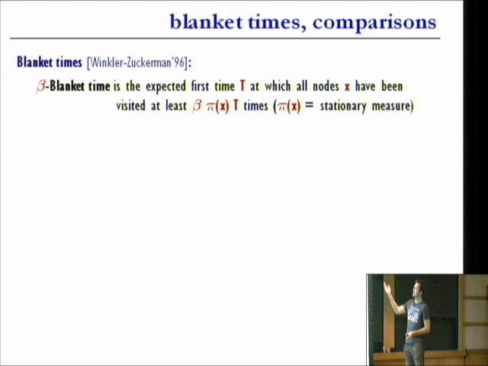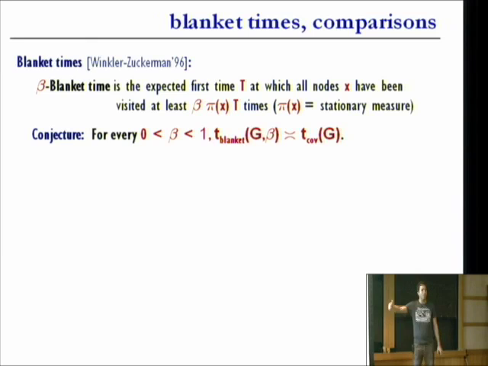Multiplicative. So if this quantity is zero, then it doesn't hold for any beta bigger than zero. But what they conjectured is actually that if I go for the cover time and then a bit more, you do blanket the graph. So what they conjectured is that for every beta, the cover time and the blanket time are proportional. When I use this notation, this just means they are theta of each other. They're the same up to some constant factors.